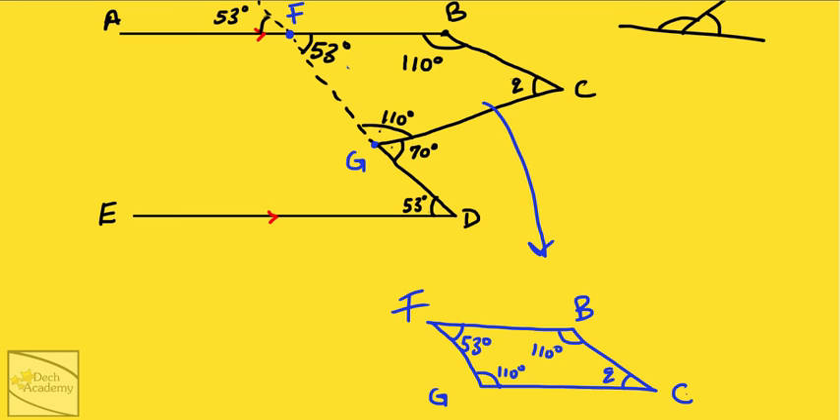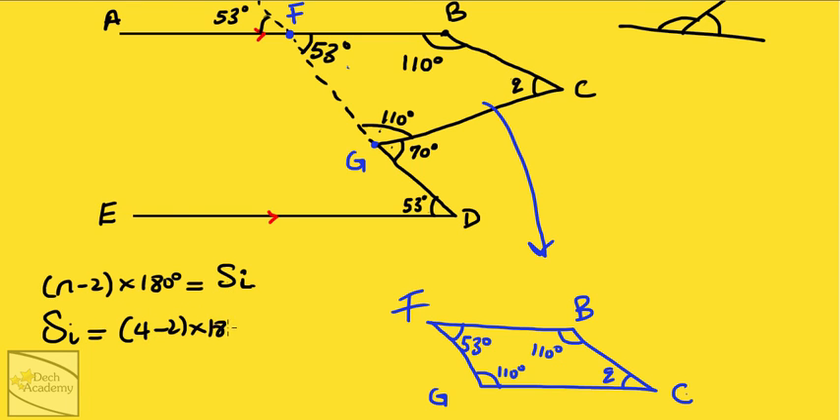So what do you know about four-sided shapes? Well, for an n-sided polygon, n minus 2 times 180 is the sum of the interior angles. So for a four-sided shape, the sum of the interior angles, which I've written as SI, is 4 minus 2 times 180, which is 2 times 180, which is 360 degrees.